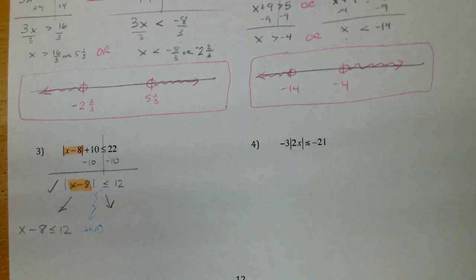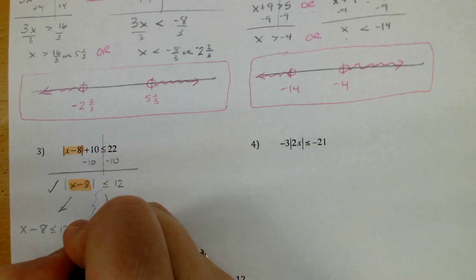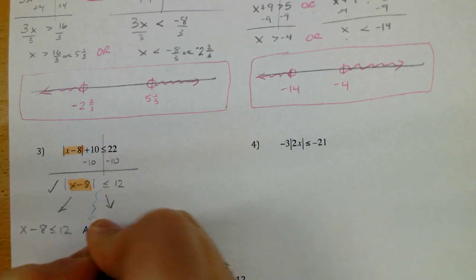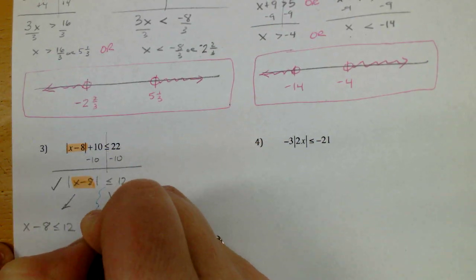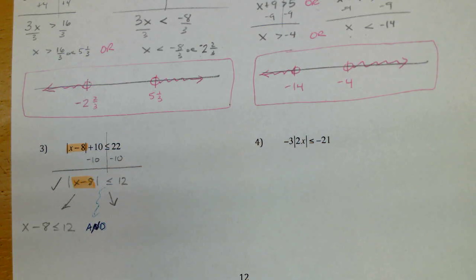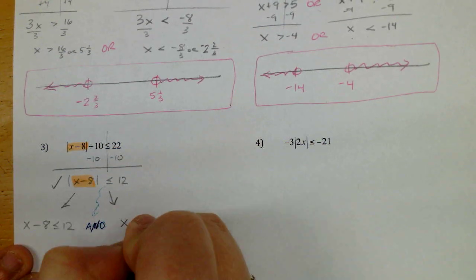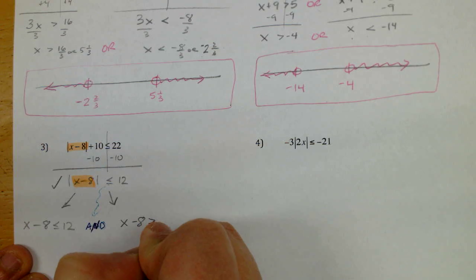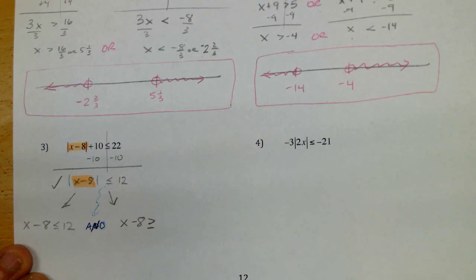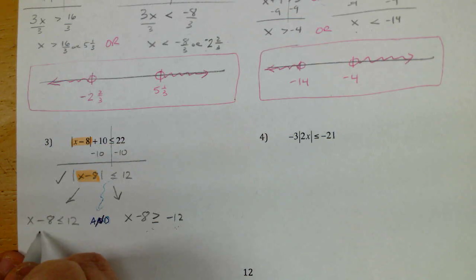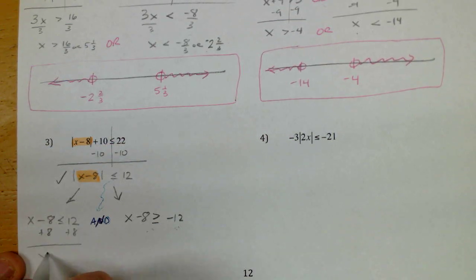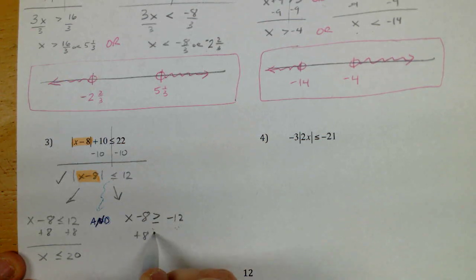Let's see if I can grab a different blue pen. It won't be as pretty, but it'll be there nonetheless. And. All right. Over here, I still have an x minus 8, but then it switches to greater than or equal to negative 12. So here are the two switches that I have. And then I can solve, plus 8, plus 8.